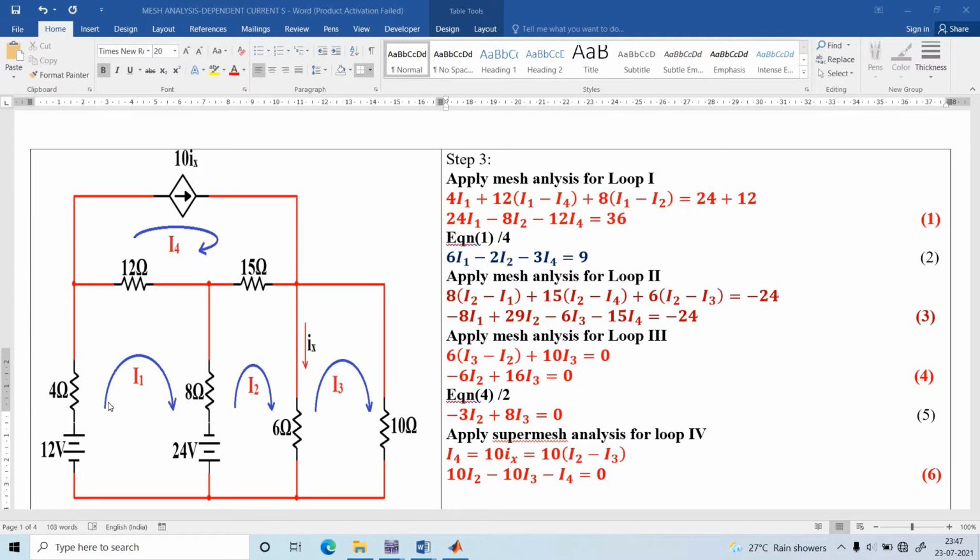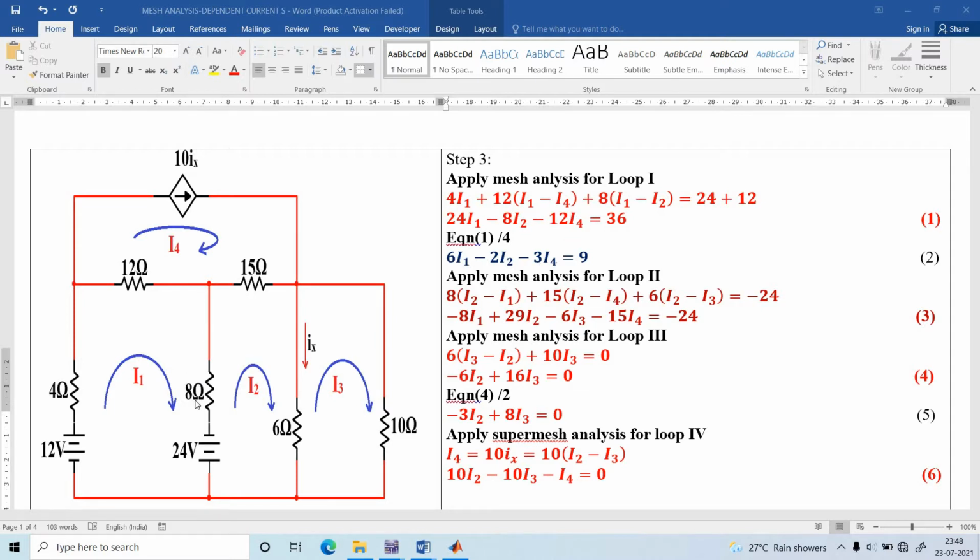First of all, I am going to consider loop number 1. All the currents are assumed to be in the clockwise direction. How to find the voltage equation for loop number 1? See the 4 ohm resistor. The current flowing through the 4 ohm resistor is I1, so 4 into I1. Next consider the 12 ohm resistor. The 12 ohm resistor shares the currents I1 and I4. But to write the equation for loop number 1, we have to write with respect to I1. So 12 into (I1 minus I4).